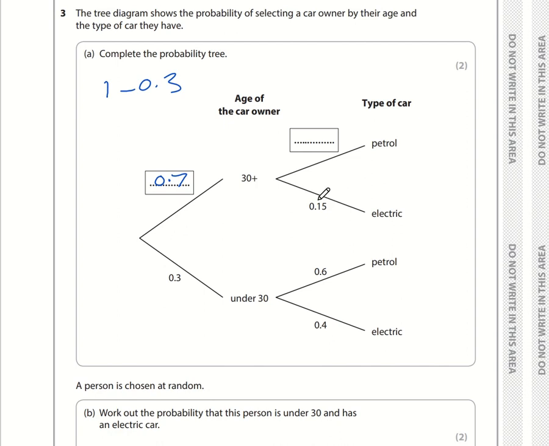If the probability that they choose electric is 0.15, then the probability for the opposite, which is petrol, is 1 take away 0.15, and that is 0.85. So we have completed the probability tree.